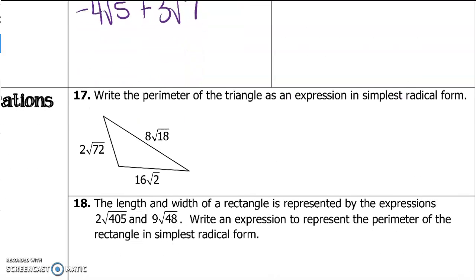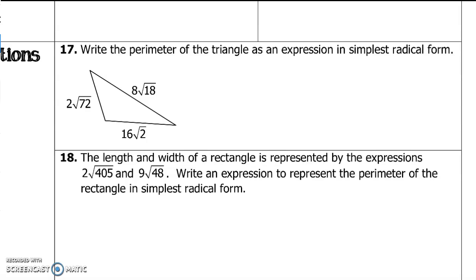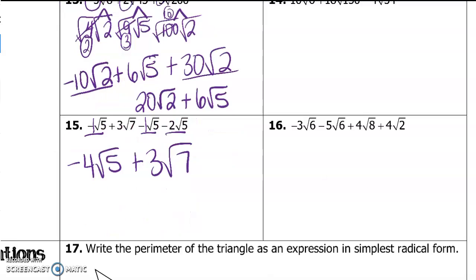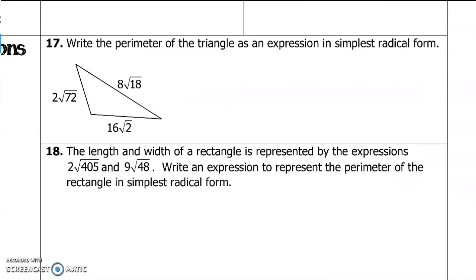And 17 is an application problem. So you need to remember that perimeter means all the way around. You're adding all the sides. So you're essentially doing exactly what we did up here in number 13. So you're just adding them all together. Some people like to write it out. Some of you can maybe simplify it off to the side. It's up to you. I'll go ahead and write it all out so you can see where it's all come from.